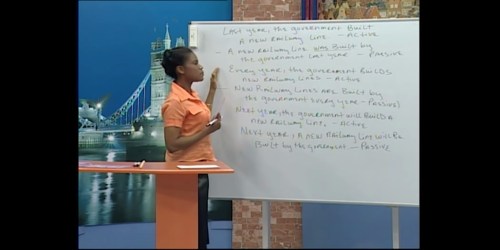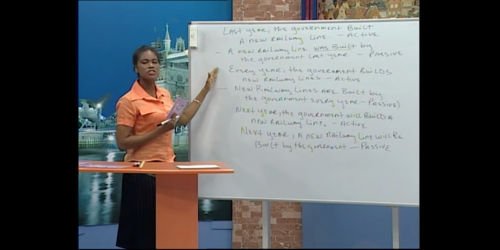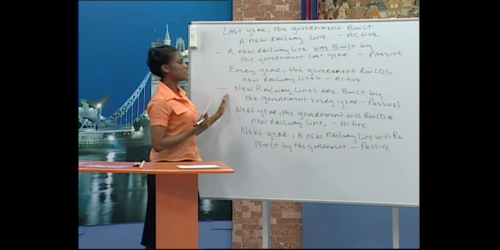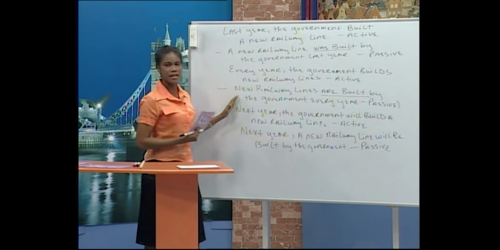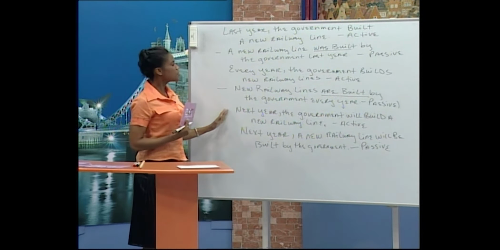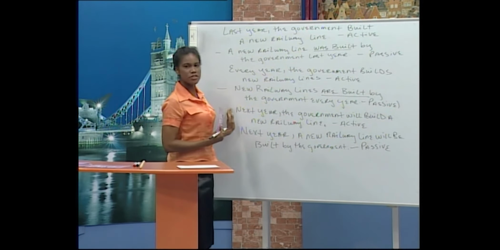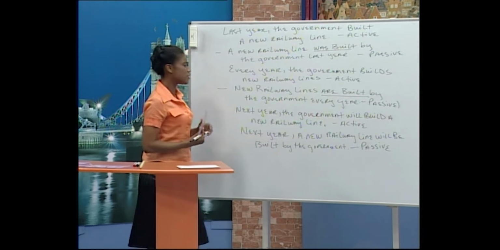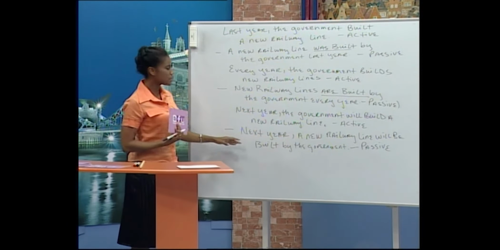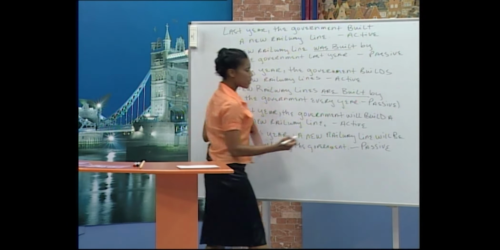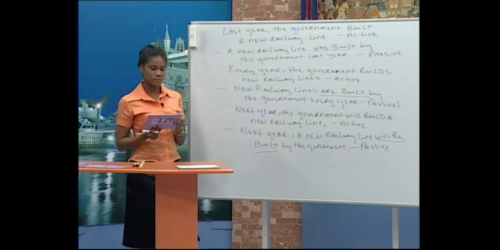Every year, the government builds new railway lines. Our active sentence is changed into the passive and becomes new railway lines are built by the government every year. Our third sentence is in the future. Active sentence is next year the government will build a new railway line. Changed into the passive, it becomes next year a new railway line will be built by the government. Okay.